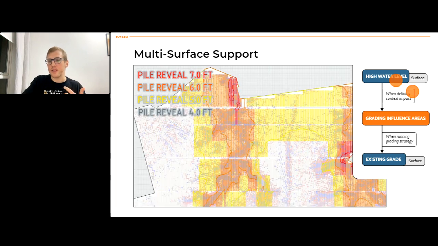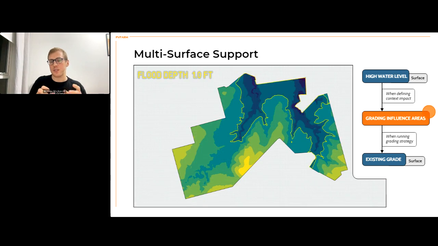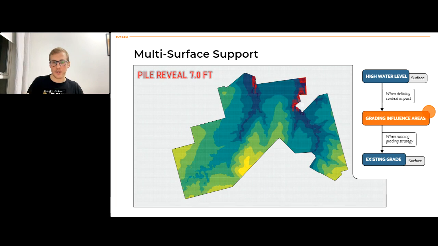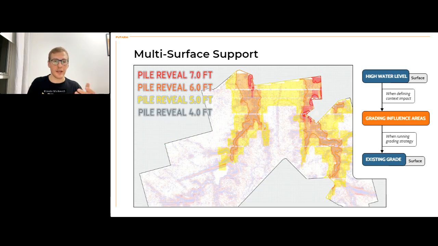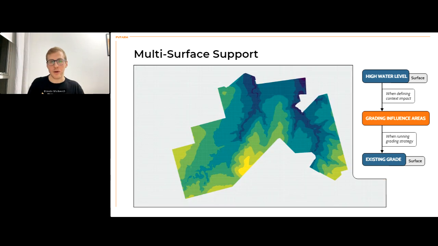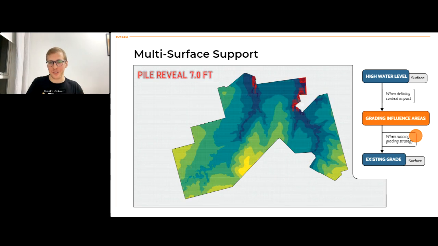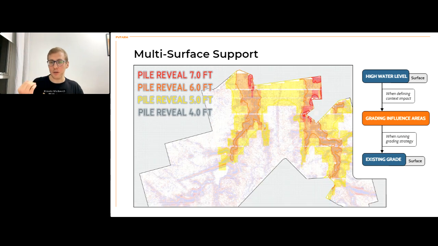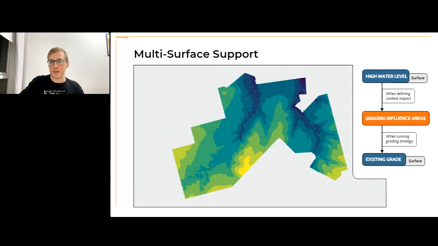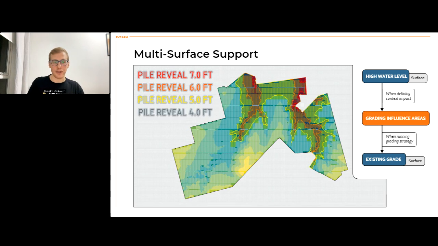And so then we needed to define the context impact, and this is where we create what we call gradient influence areas. In terms of the high water level example, it's like 1 foot depth, half foot depth, etc. Right? And so by having this, the first principle I mentioned, which is about cumulative optimization, we can use those gradient influence areas and run different gradient strategies when converting existing grade into final grade. So that's what we call multi-surface support.